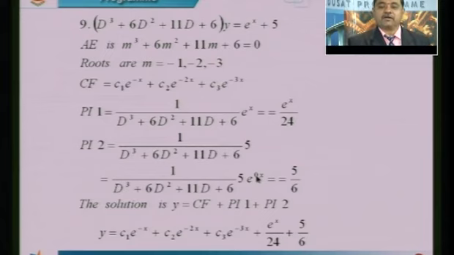e power 0x. So wherever you have d, substitute it by 0. So only 6 is left, this will become 0, this is 0, this is 0, only 6 you will get. Already 5 is there, so your particular integral is 5 by 6. What is the solution? Y is CF plus PI1 plus PI2. CF I have written, PI1 I have written, PI2 I have written.